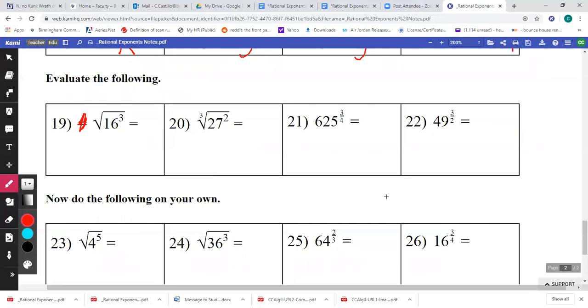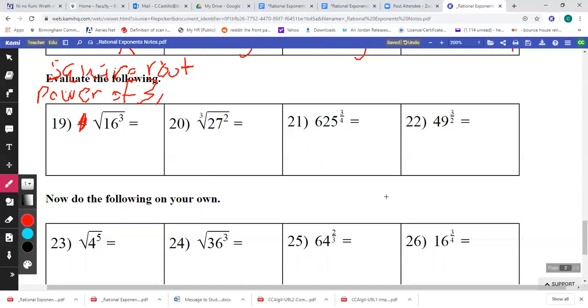So if I have the square root of 16 to the 3, so what does this mean? This means the power of 3 but it also means the square root, right? Okay. And do you see that? The 3 is a power, but then you have the square root with no number there. So that's a square root.